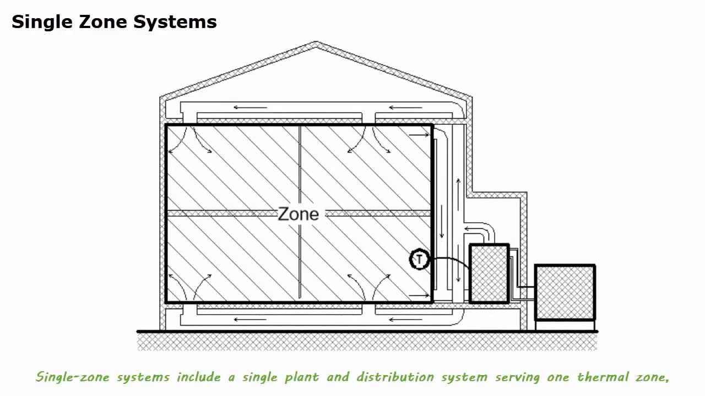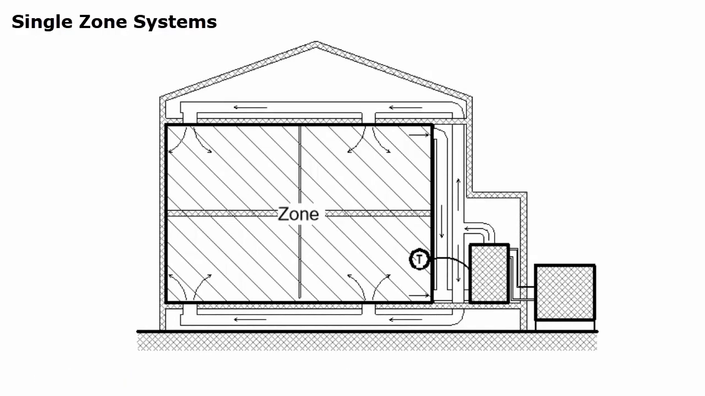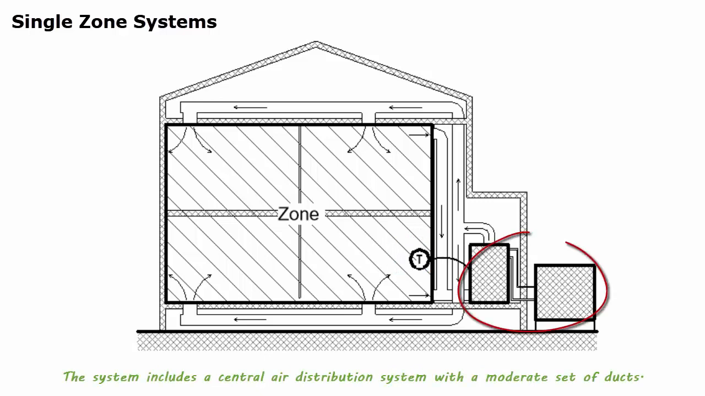Single-zone systems include a single plant and distribution system serving one thermal zone, which is controlled by one thermostat. They may heat or cool or both. This two-story single-family house is served by a single-zone system because the entire house is controlled by one thermostat. The system includes a central air distribution system with a moderate set of ducts.